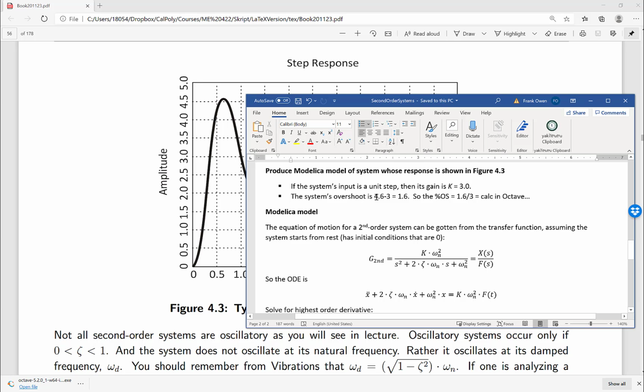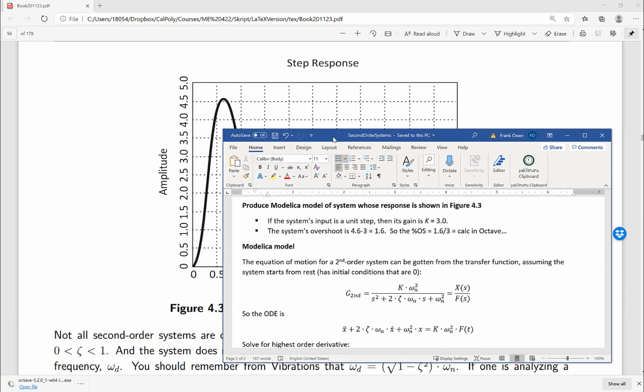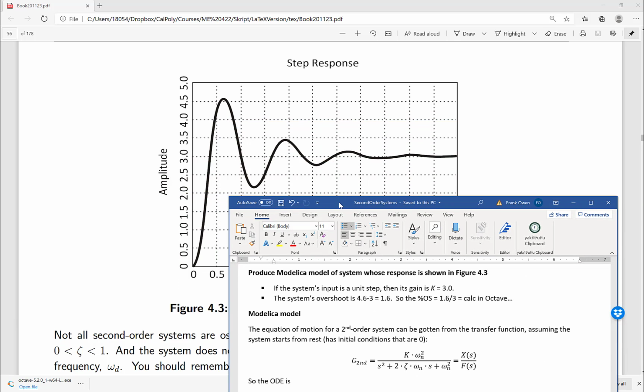Now the system's overshoot, if we look at it, let me get this back from behind here a bit. Yeah, that's good enough. The jump ultimately in the steady state is from 0 to 3. But it initially jumps up to what looks like about 4.6. So what we need is the percent overshoot, because zeta determines the percent overshoot, actually, if I want to say it from a correct causal standpoint.